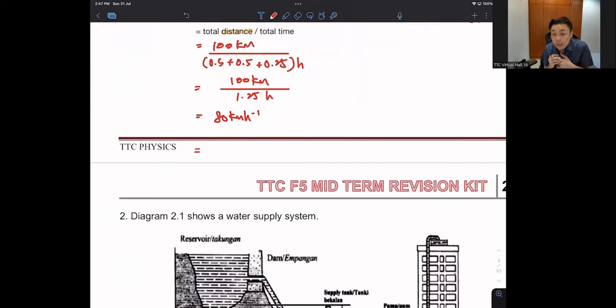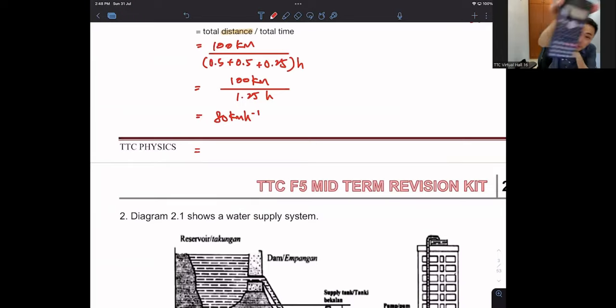Now, how? Well, in Form 5, they don't give marks for your working, so you don't have to convert by yourself. The best way is simple: use your calculator. Yes, use your calculator.